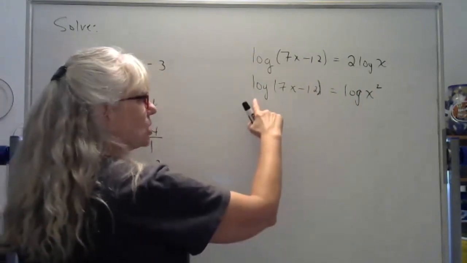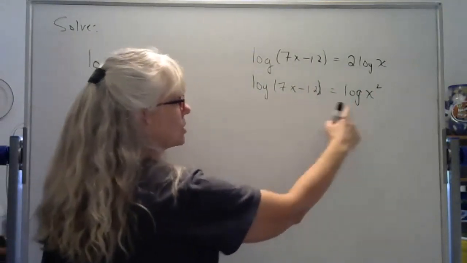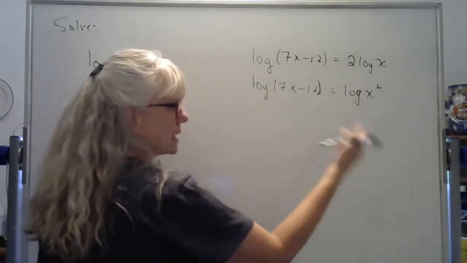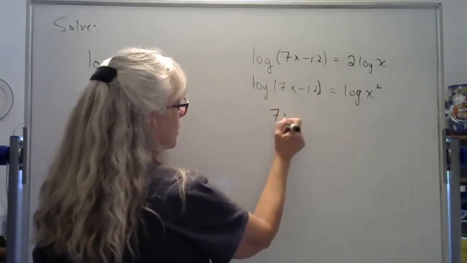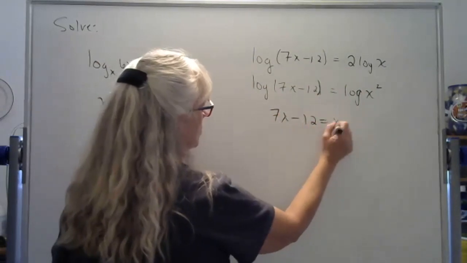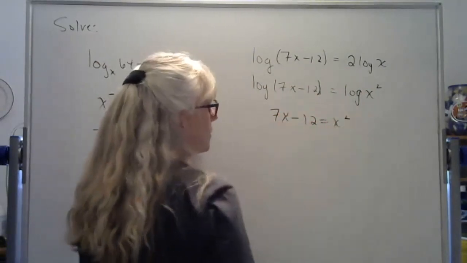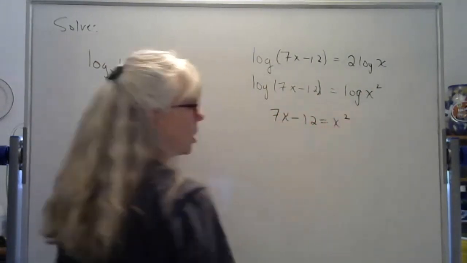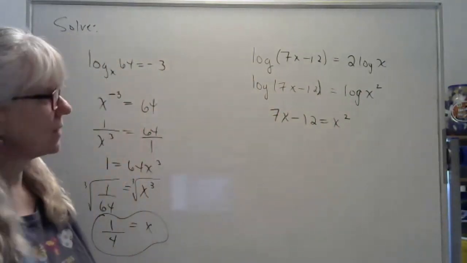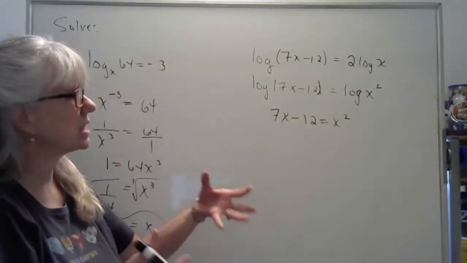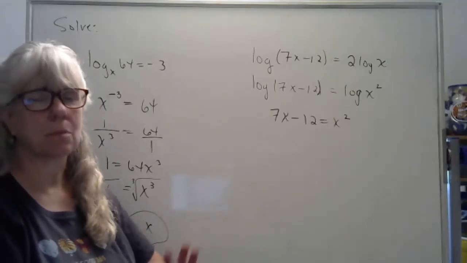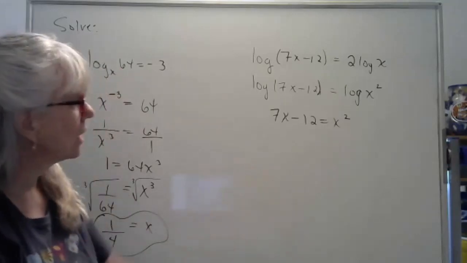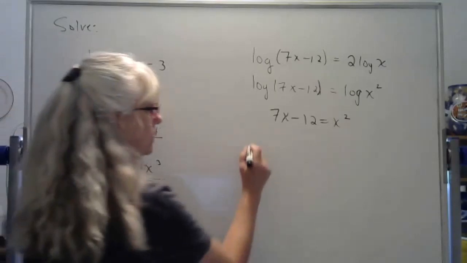Okay, well, because there's a log on both sides, you can just come in and set the insides equal to each other. So we're going to 7x minus 12 equal to x squared. And that was a log property, that if log base a of m equals log base a of n, then m equals n. So again, you just set the insides equal. So that's why you have to get them as insides first. And now you're down to a quadratic.